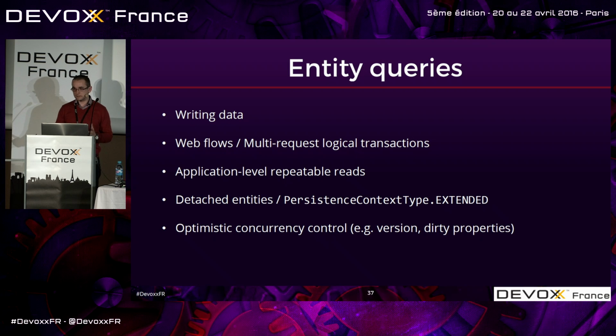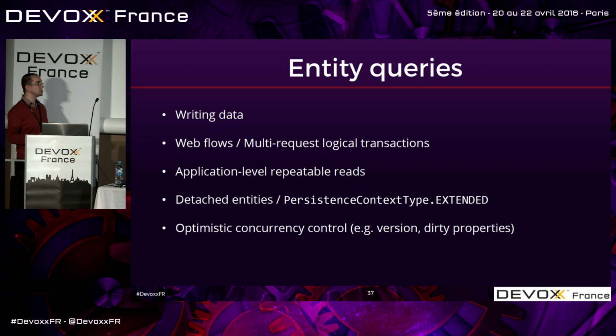And entity queries are still useful, but they are more useful when you're going to write data. As a rule of thumb, I always select an entity if I'm going to modify it, if I'm going to enroll that entity into, for example, a web flow. Like if I'm going to have a logical transaction that spans multiple HTTP requests, I'm going to fetch the entity in one request, then comes the user think time, where he'll decide if he's going to change it or not, and then in the next request, he's going to save it, and then I can benefit from optimistic locking.